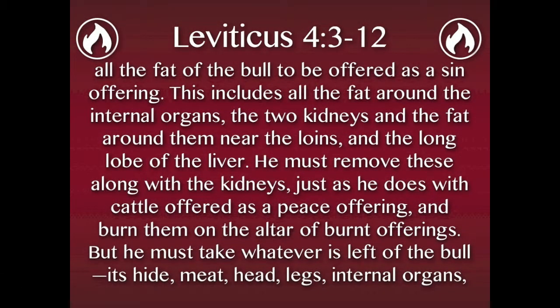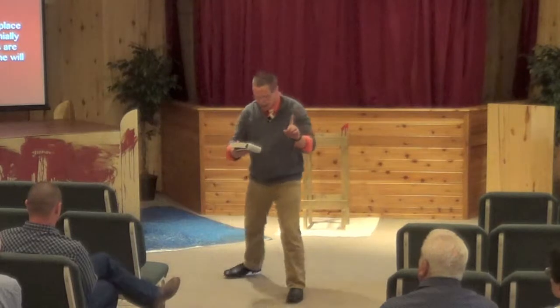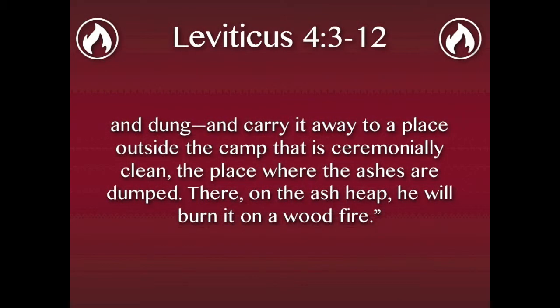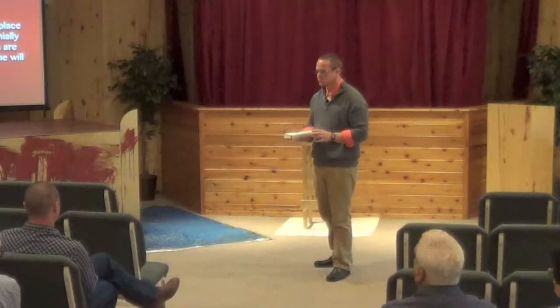This includes the fat around the internal organs, the 2 kidneys, and the fat around them near the loins, and the long lobe of the liver. He must remove these along with the kidneys, just as he does with the cattle offered as a peace offering. And he will burn them on the altar of burnt offerings. But he must take whatever is left of the bull, its hide, meat, head, legs, internal organs, and dung, and he doesn't have a meal with it. He carries it away to a place outside the camp that is ceremonially clean, the place where the ashes are dumped, and there on the ash heap, he will burn it on a wood fire.